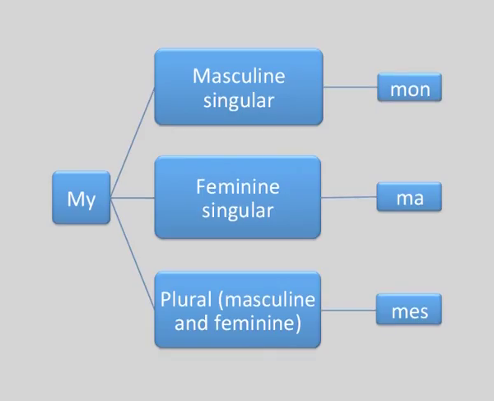To review, the word my can be translated either as mon, ma or mes in French. It is the gender and number of the noun that follows immediately after the possessive adjective that determines which inflected form is to be used. This table allows you to understand the three inflected forms of possessive adjectives.